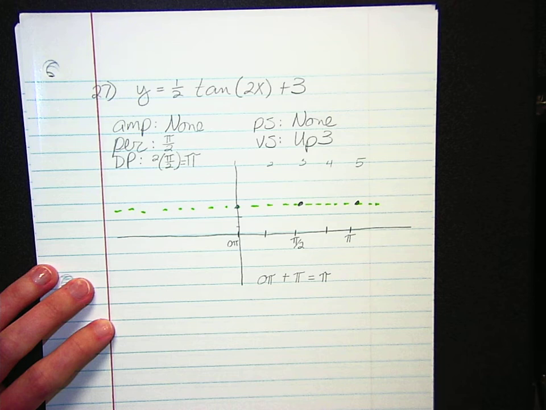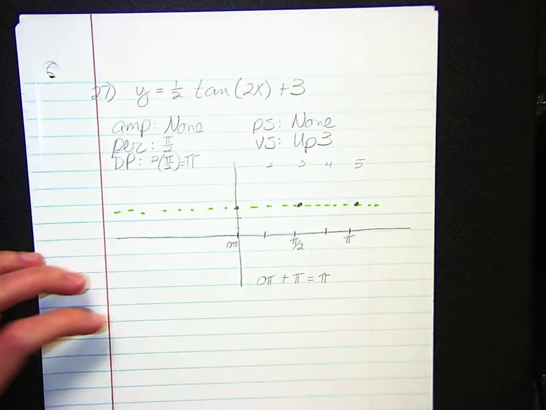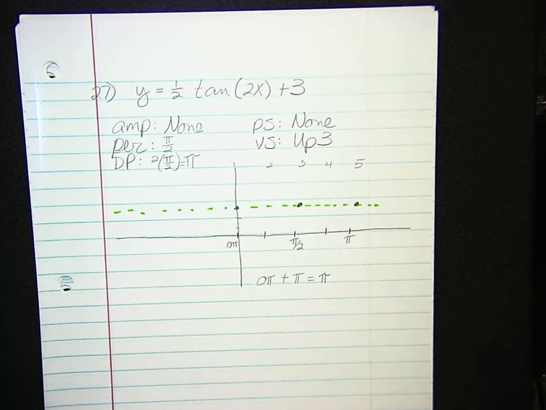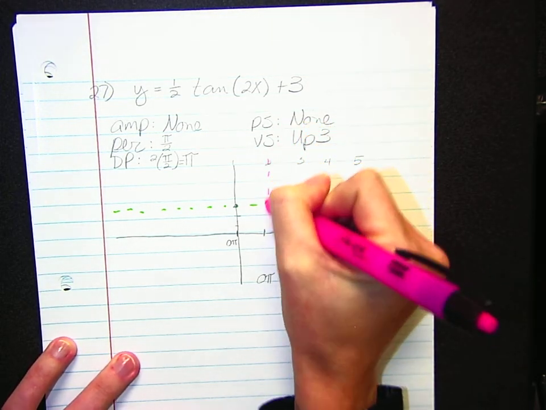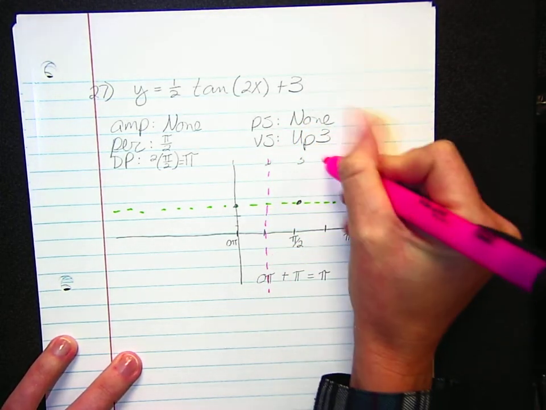Vertical shift. And then I have asymptotes at 2 and 4. Let me see if I've got another color highlighter that we can use for our asymptotes. Here's a pink one. All right, so asymptotes at 2 and 4.